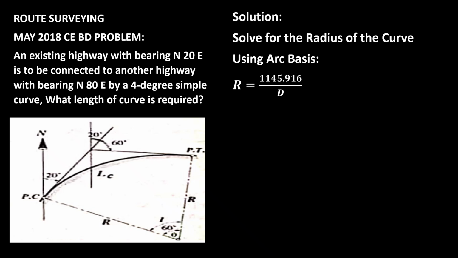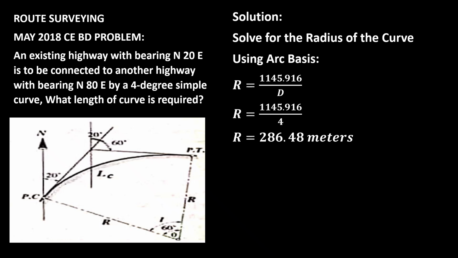Let us now proceed to the direct substitution process. Our radius of the curve is actually equal to 1145.916 all over 4. And finally, our radius of the curve value is equal to 286.48 meters. We have calculated the radius of the curve because we need it so that we can solve for the length of the curve.